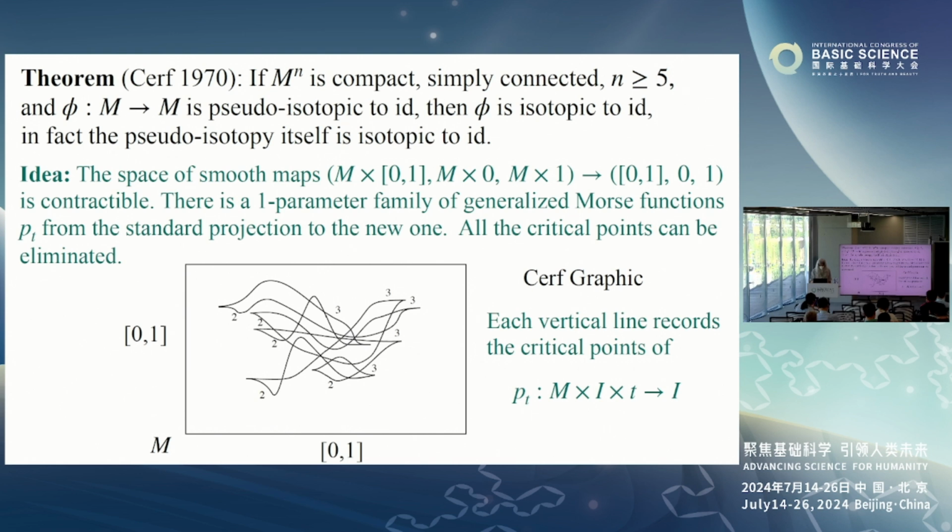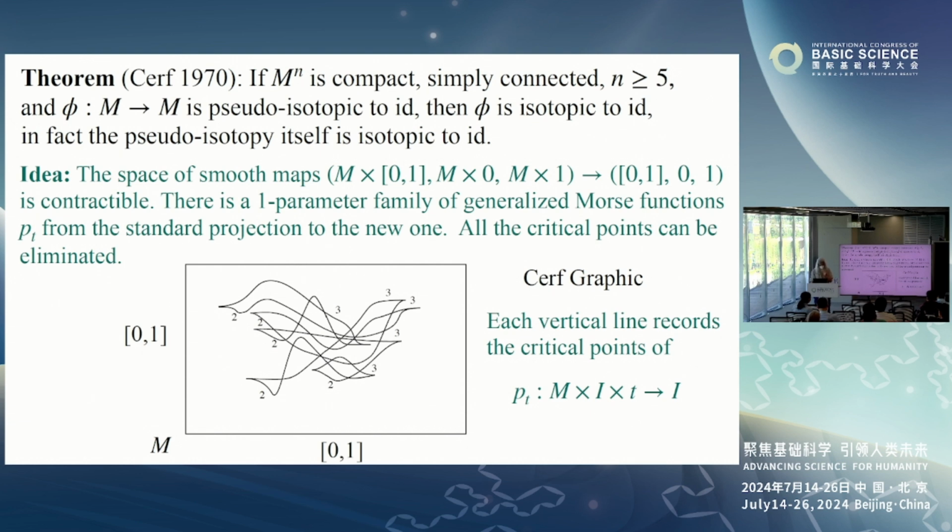Product structure is just a non-singular map of M × I to [0, 1]. In other words, it's just a non-singular Morse function on M × I. So you have this standard non-singular Morse function in this other one. And it's a simple fact.